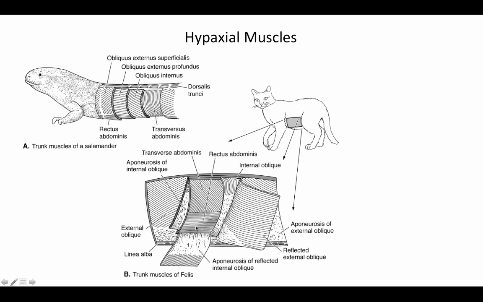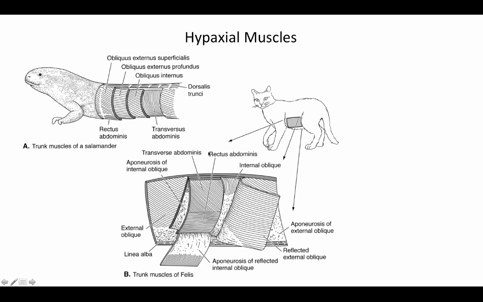And the other thing you'll notice is that the fiber angles of these sheets of muscles are different in every layer. You can see it best, I think, in the salamander. You've got the transverse muscles running from side to side, obliques running at an angle in one direction, and then the next layer of obliques running in a different direction.